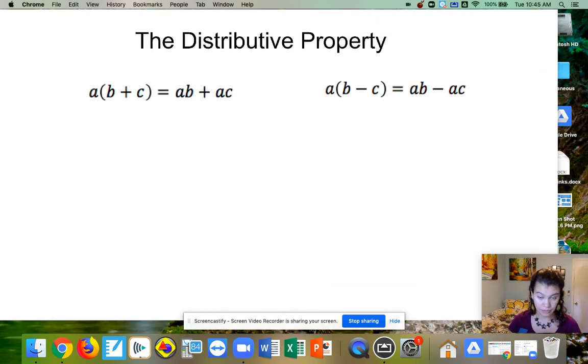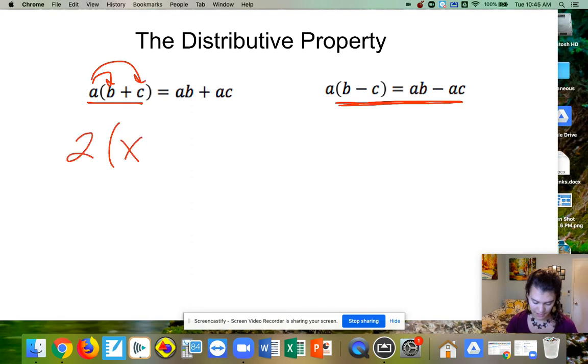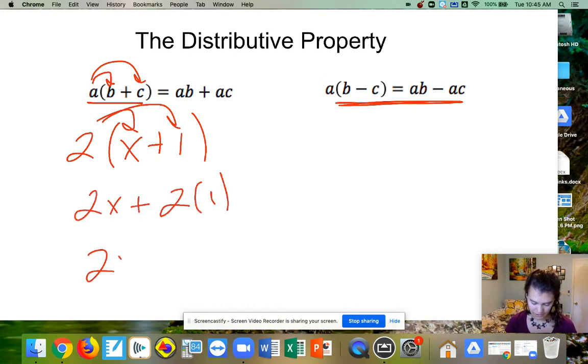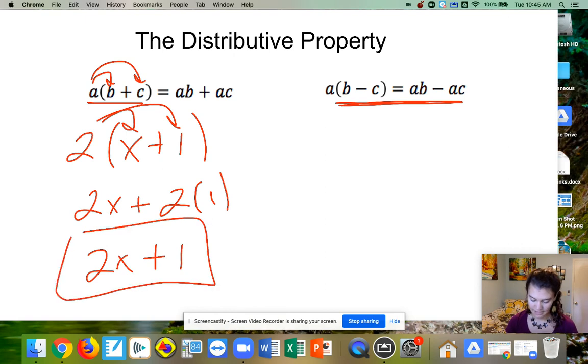All right, so that, what we just did, is called the distributive property. So if you have something like a times b plus c, your answer is ab plus ac. And then here, a times b minus c is ab minus ac. So if we do this, we're going to distribute in. We'll do an example. So if you have 2 times x plus 1, distribute in, you get 2x plus 2 times 1, 2x plus 2. Same idea here, we did that on the other one, except with minus.